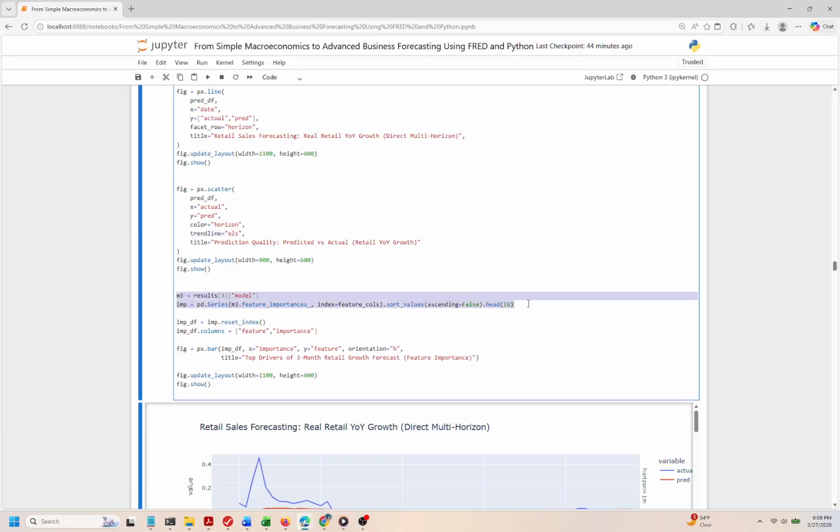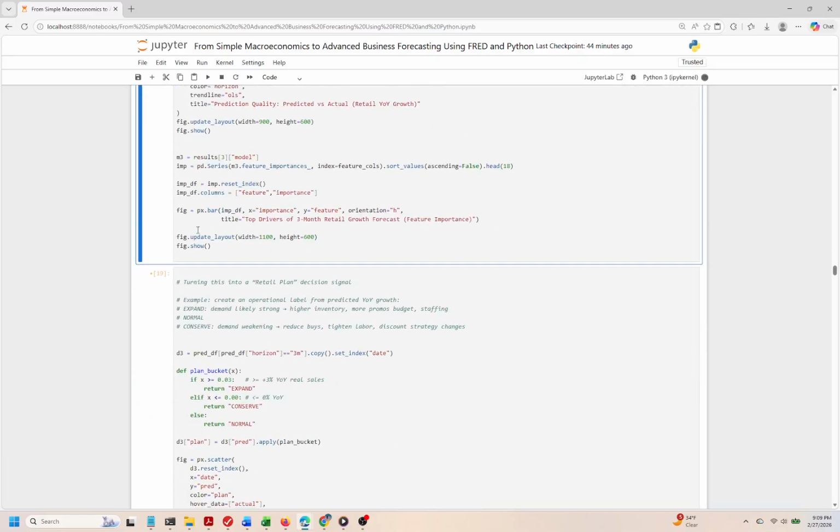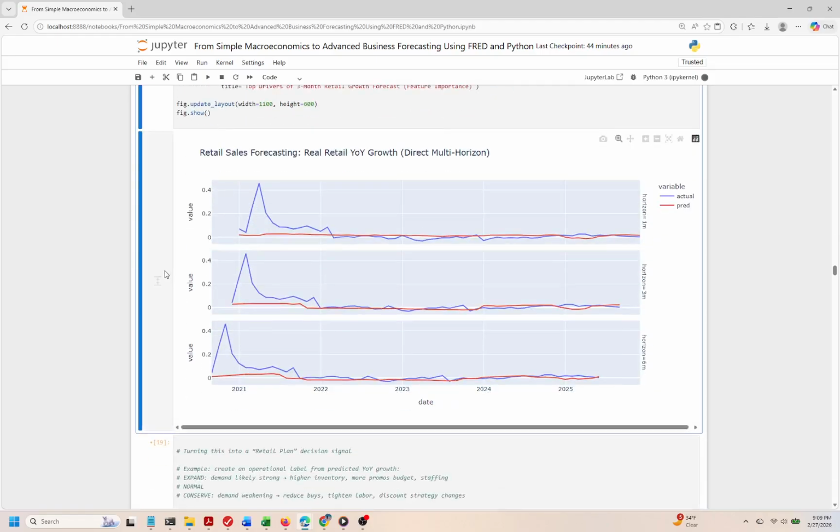As we delve deeper, the cell then extracts feature importance from our model, specifically looking at the third month's predictions. By creating a horizontal bar chart that showcases the top drivers of retail growth forecasts, we gain clarity on which variables have the most significant impact on our predictions. This step is crucial for both improving our model and guiding future decisions, as understanding the most influential features can shape our data collection and modeling strategies.